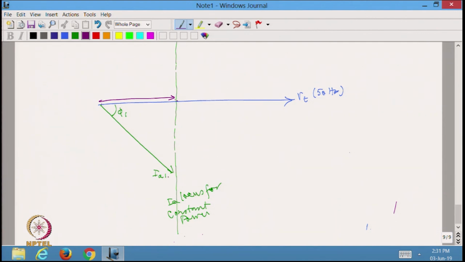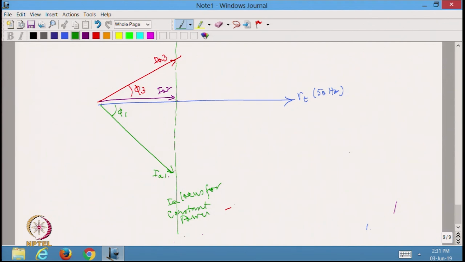Now, this is the lagging power factor condition. Let me call this condition IA2, which is the unity power factor condition, and I may have one more, which is the leading power factor condition, which I am calling I3, which is actually phi 3. Let me first of all complete the phasor diagram corresponding to this IA1.